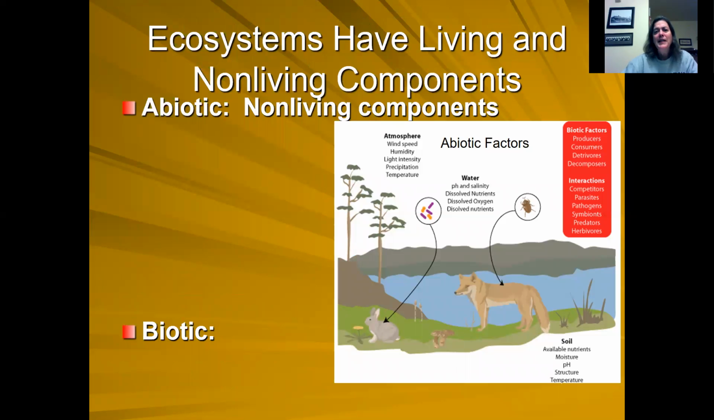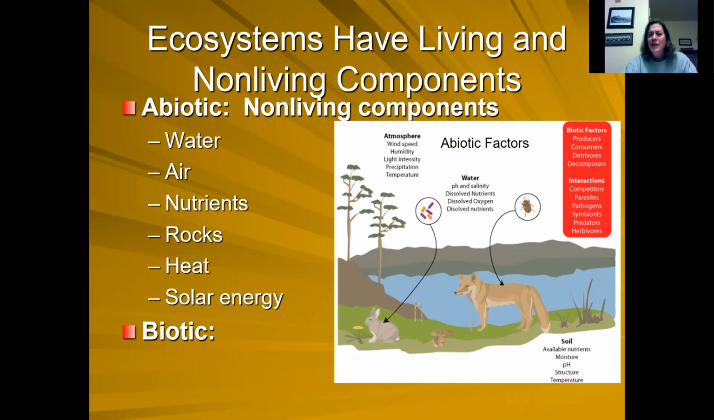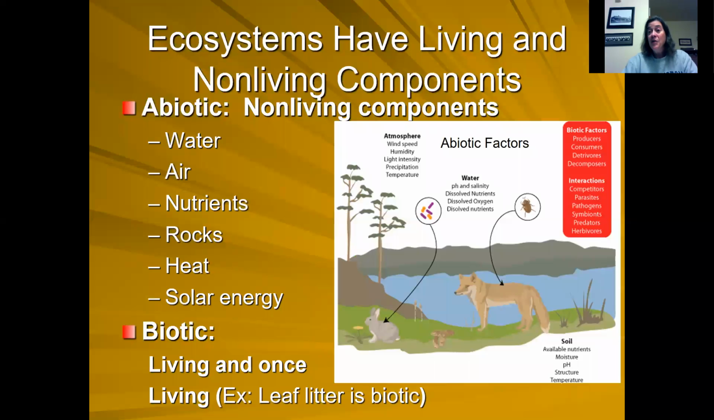So there are two different kinds of components when you're looking at ecosystems. There's abiotic, which is all the non-living components. So water, air, nutrients, rocks, heat, solar energy, all of that, those are abiotic, versus biotic, which is all the living and used-to-be living. So things like leaf litter would be considered biotic because it used to be living.